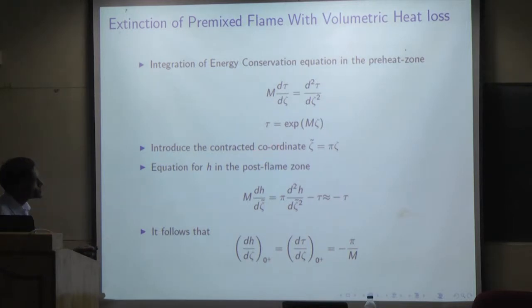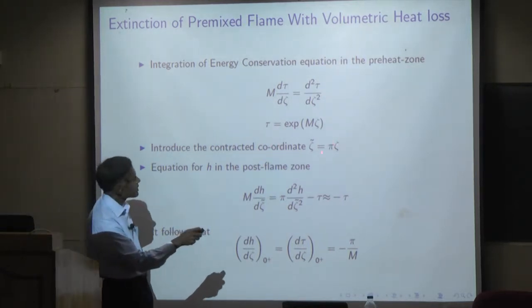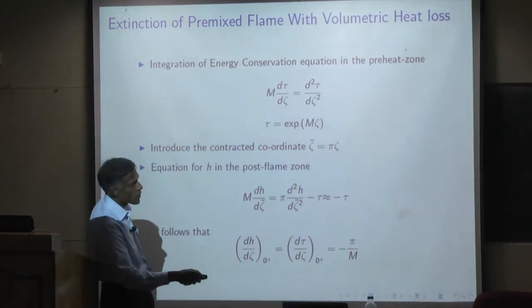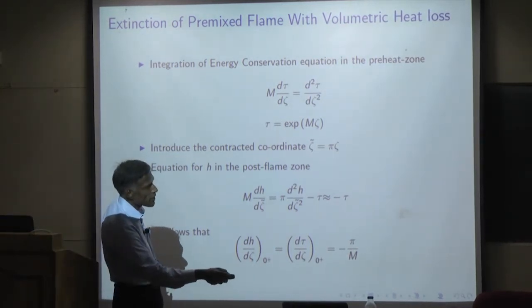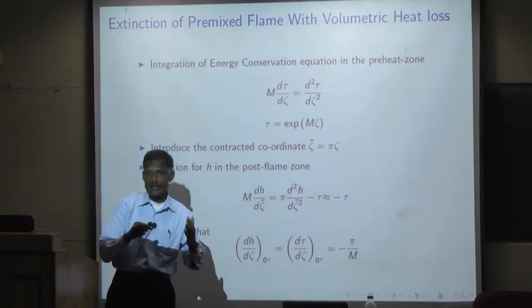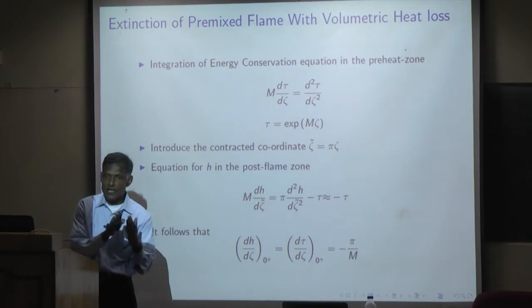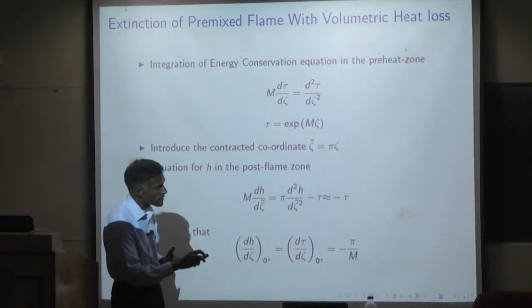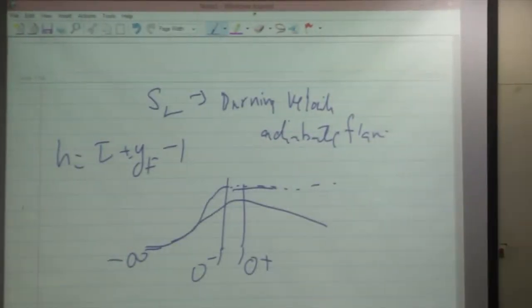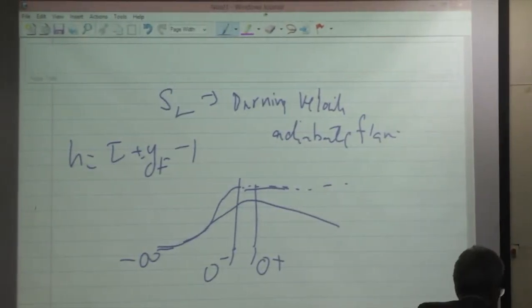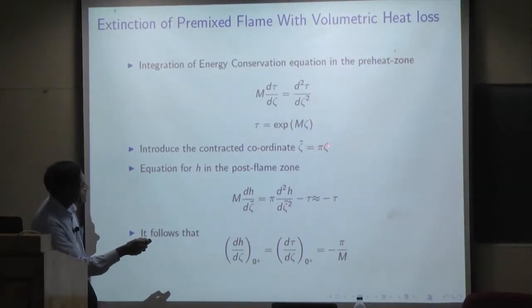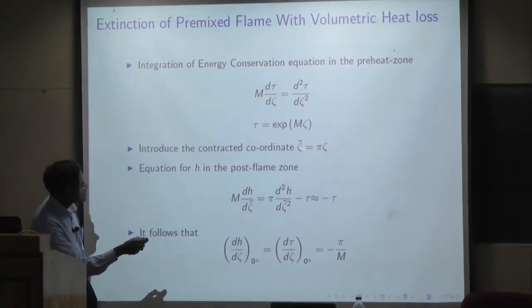Now, since I said that quantity pi is very small, in the post-flame zone this is fairly large. So to analyze the post-flame, rather than stretching the coordinates, you can introduce what is known as contracted coordinates, again to make this of order unity. In these contracted coordinates, pi is small and zeta is very large, so the product here is of order unity.